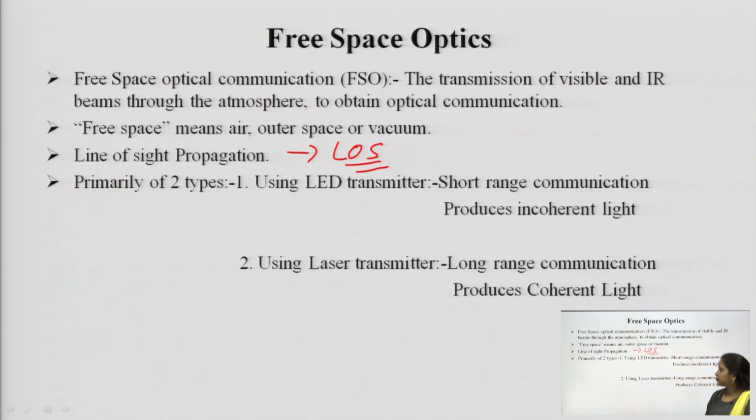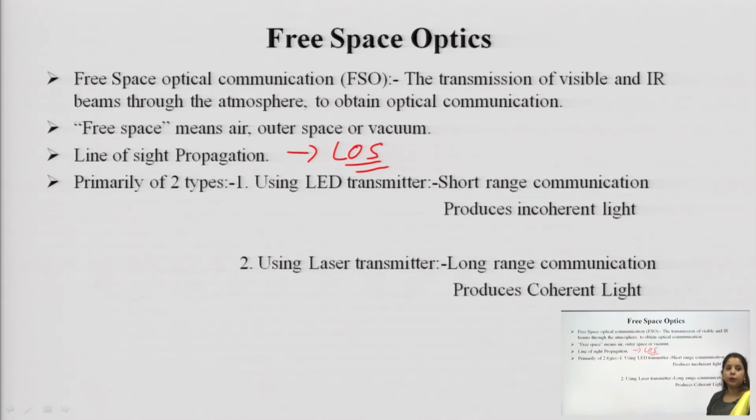Primarily it is of two types. First, by using the LED transmitter. So in the free space optic, what's the difference between the normal optical communication system and the free space optic? In the free space, the transmitting medium is the visible and IR beams, not the optical fiber, which we used for the optical fiber system. So this is the first difference between the free space optic and the optical communication system which we have studied thus far. So you have to just go through the introduction part of this free space optics.